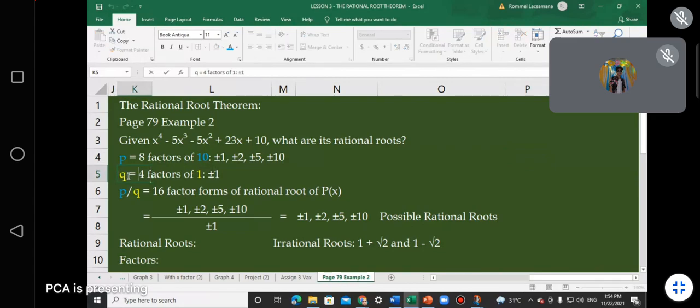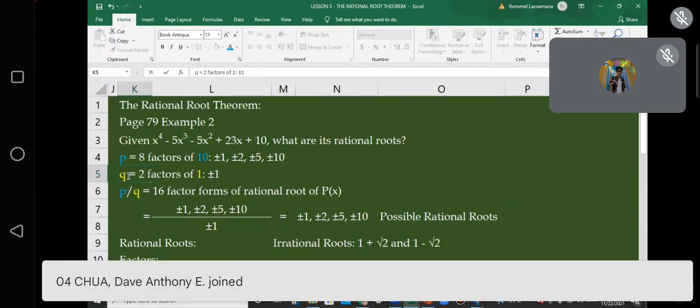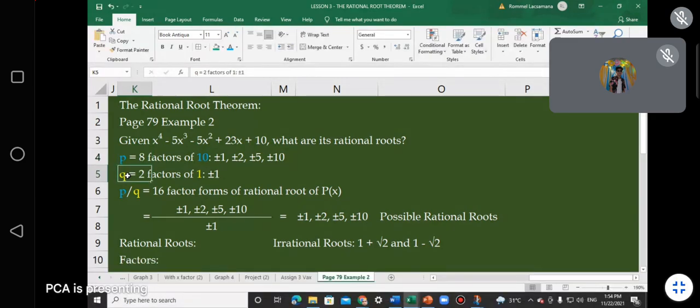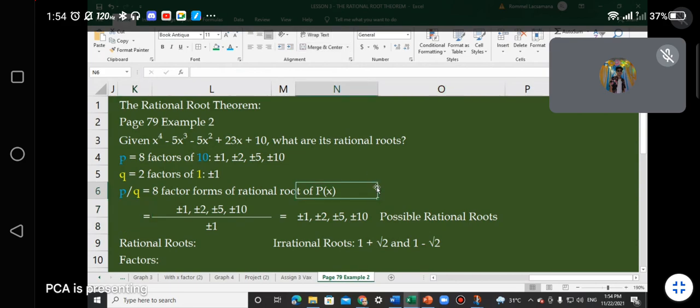Hindi ko lang napalitan. There are 2 factors for 1. There are 2, 4, 6, 8 factors of 10. And then, of course, there are but 2, 4, 6, 8 also factor forms. Baka sa pag-count lang ng factors, hindi pa kayo marunong, ha? Why? Because your denominator is 1. Possible rational roots, I enumerated this one. And then rational roots, which are whole numbers, are coming from that one. And let's find out why do we have these irrational roots there.